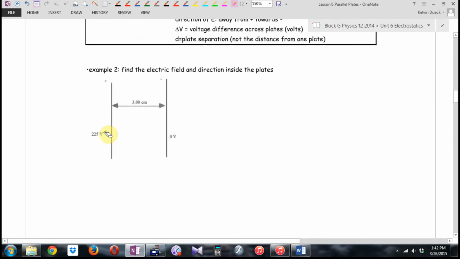Example 2 says, find the electric field and the direction inside the plates. Don't write this down. This would be wrong. Why? Yes, there's a distance, but it's not from a point charge. How can I find the electric field? You can write this down. Between plates, it's going to be the voltage divided by the distance between the plates.